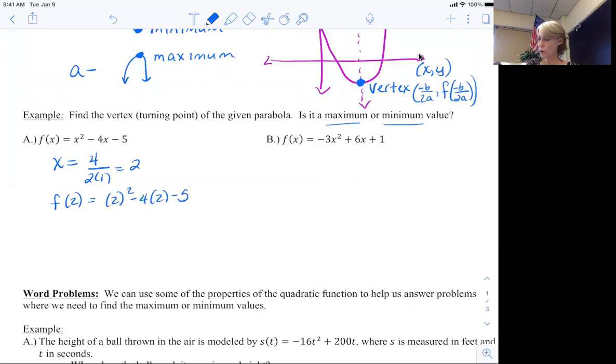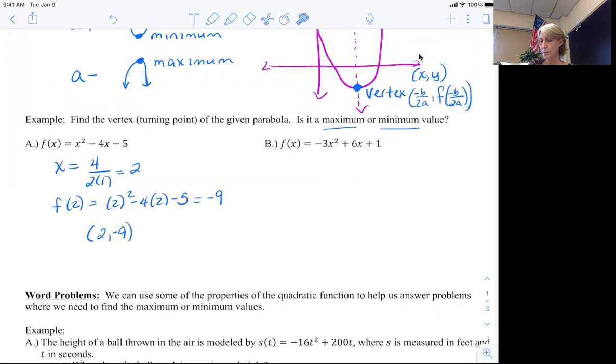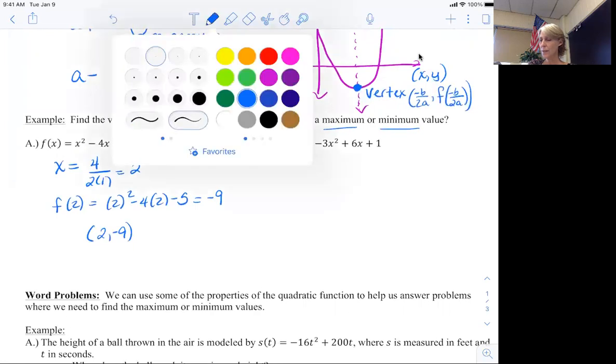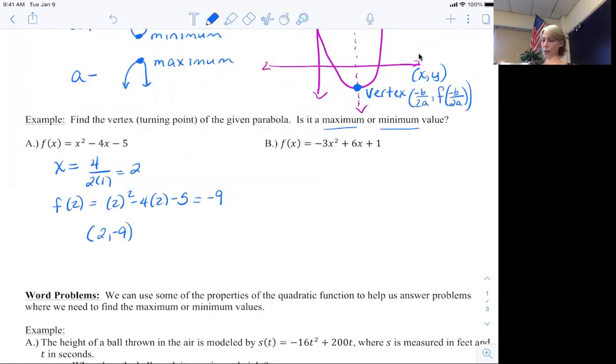And you could just use your calculator, plug that in. You should get negative 9. So the vertex, or my turning point, is the ordered pair 2, negative 9. And if we have to determine whether or not it's a maximum or a minimum, we look up front here. A is positive. It opens up. So this is going to be a minimum value.